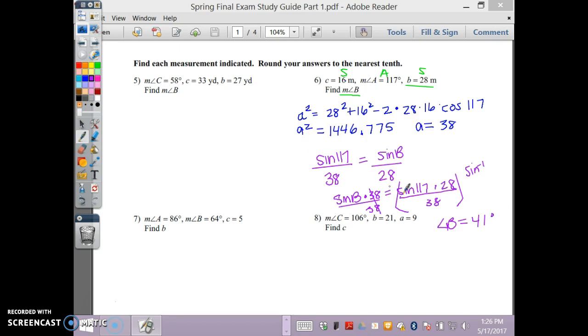And of course, since we were doing this law of sines and solving for an angle, we always want to check for a possible other angle B. But again, when we find the supplement here, 180 minus 41 is 139. And 139 would be too big to be with this 117 to actually make a triangle. So my only answer is going to be 41 degrees.